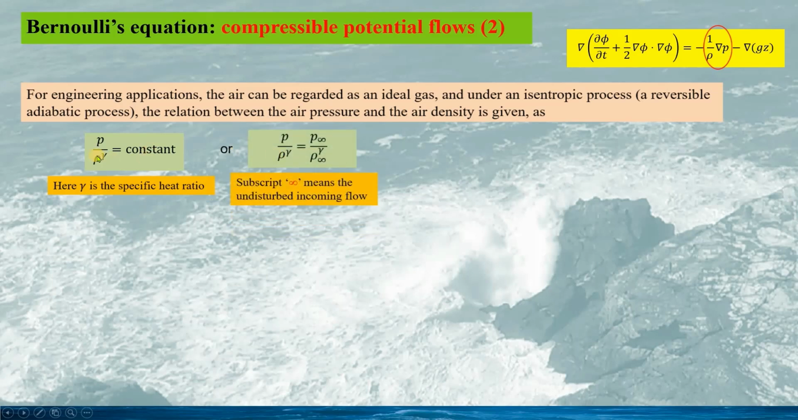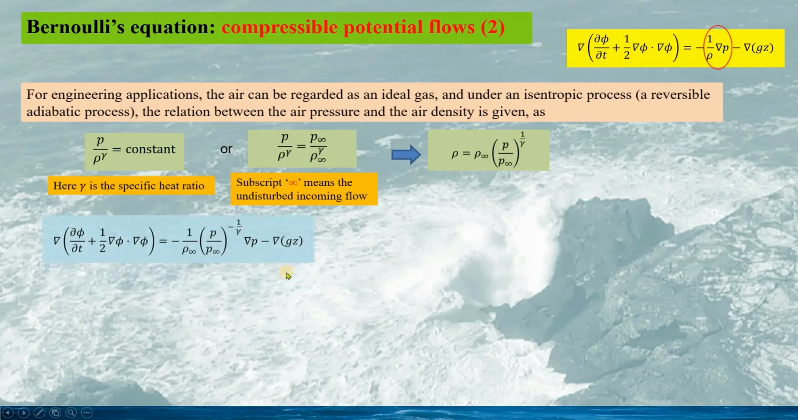For the air, gamma is 1.4. Or we can express the relation as this, using the parameters for the undisturbed incoming flow, the parameters at the far field, P infinity and rho infinity. So we can obtain rho, which would be given in this expression. We substitute this density into the equation here. We have the expression as this.